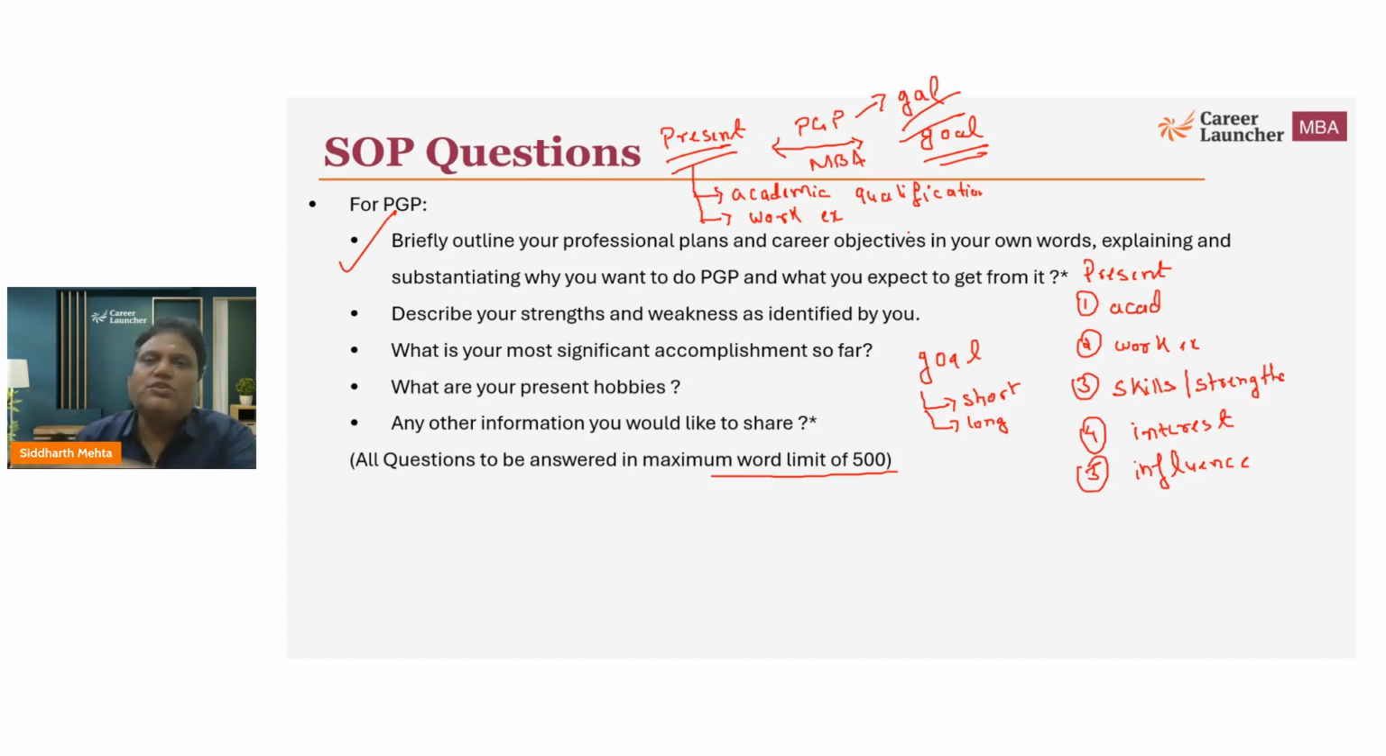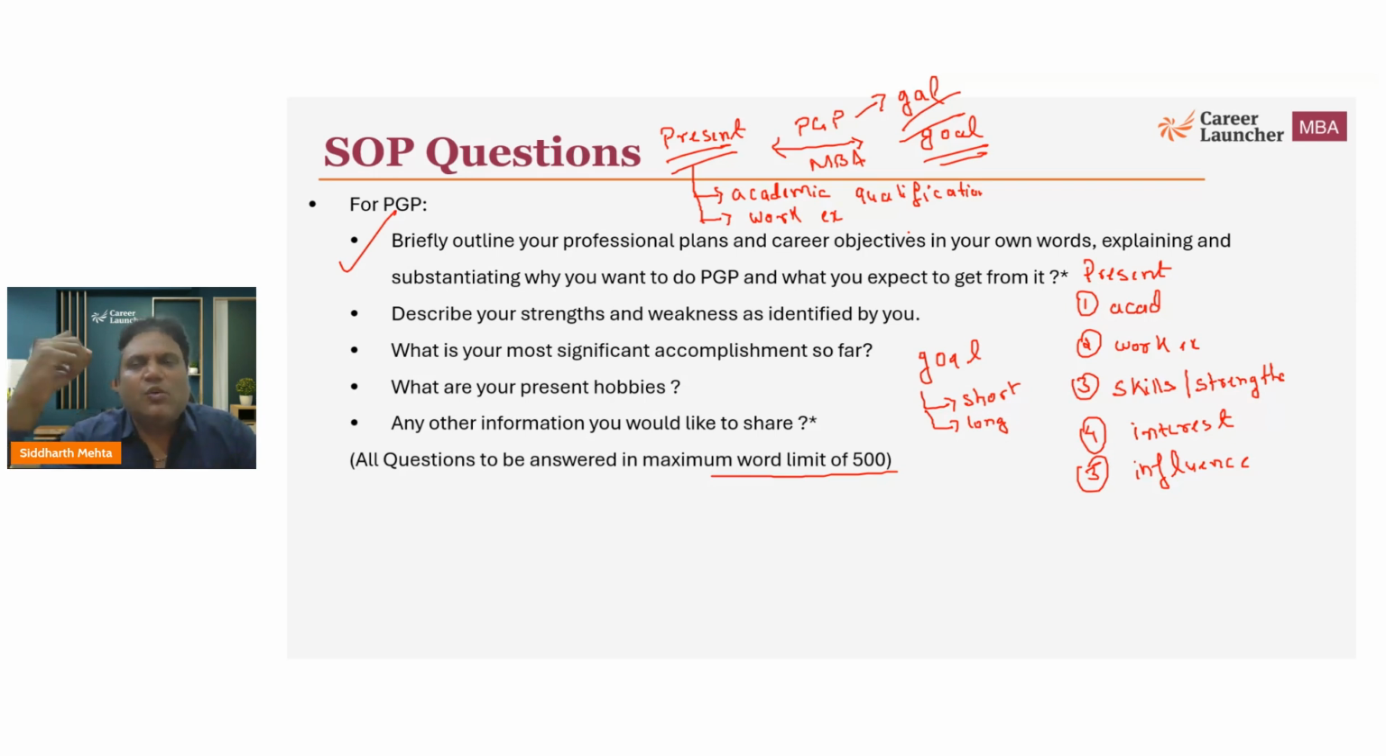So you want to do something which makes you more effective to reach your goal, and that gap is getting filled by PGP or MBA. That is the broad structure that you need to keep in mind. Okay. Now, while writing this answer, remember a few things that I would like you to keep in mind.